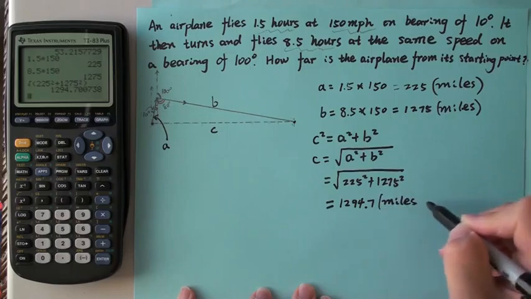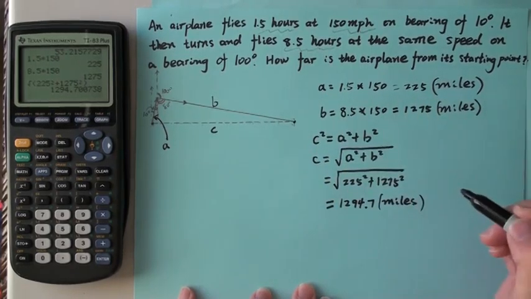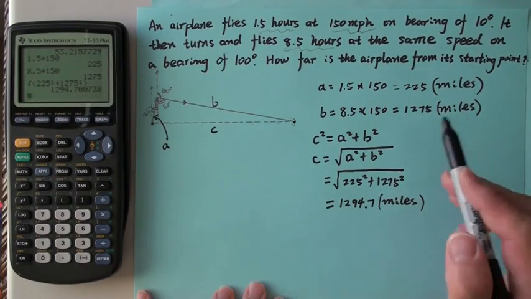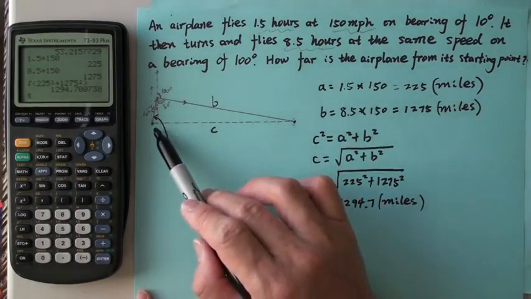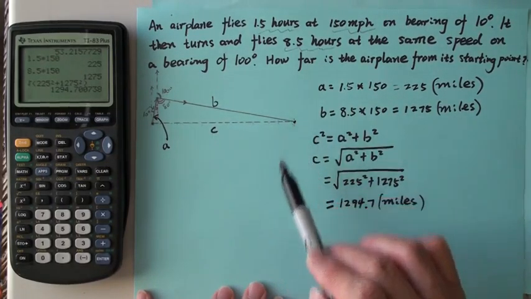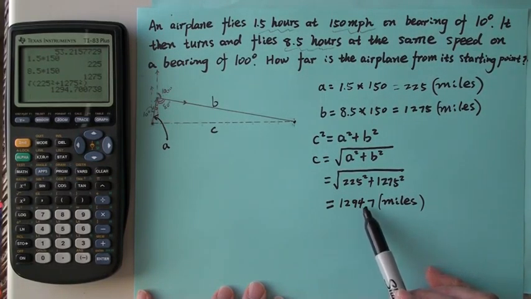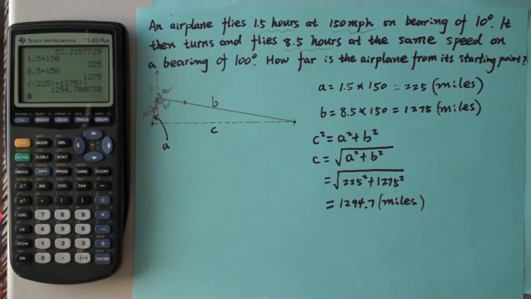So how far? Then you may say the distance between the starting point and the ending point is 1294.7 miles. So that's the final answer. Okay, I'll see you next time.